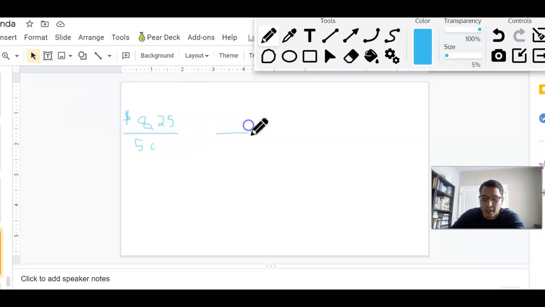To get to the unit price, just like unit rate, you need to get the denominator to 1. So we would divide by 5. I do not know what 825 divided by 5 is. I'm going to have to get my calculator out here, which you can definitely use. 8.25 divided by 5 is $1.65 per candy bar.